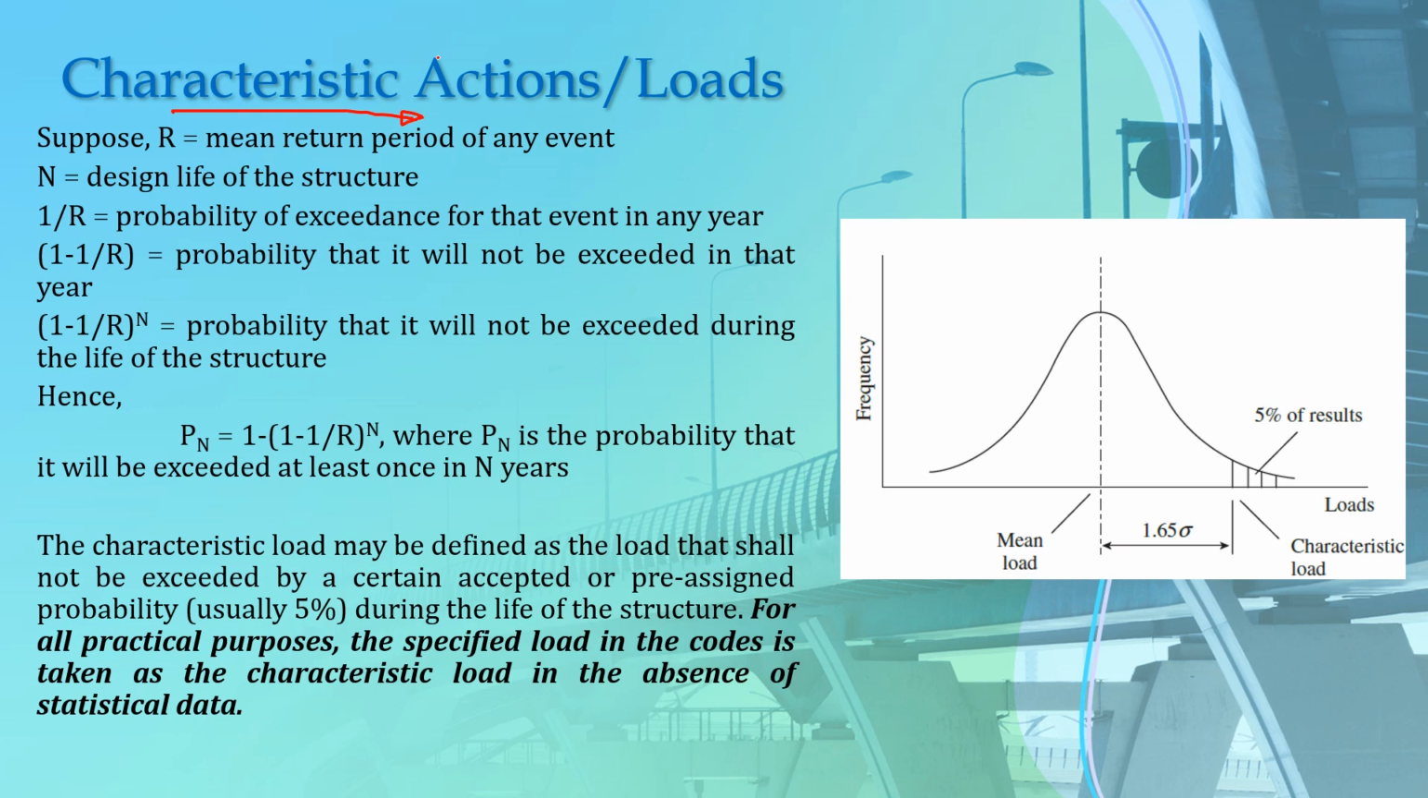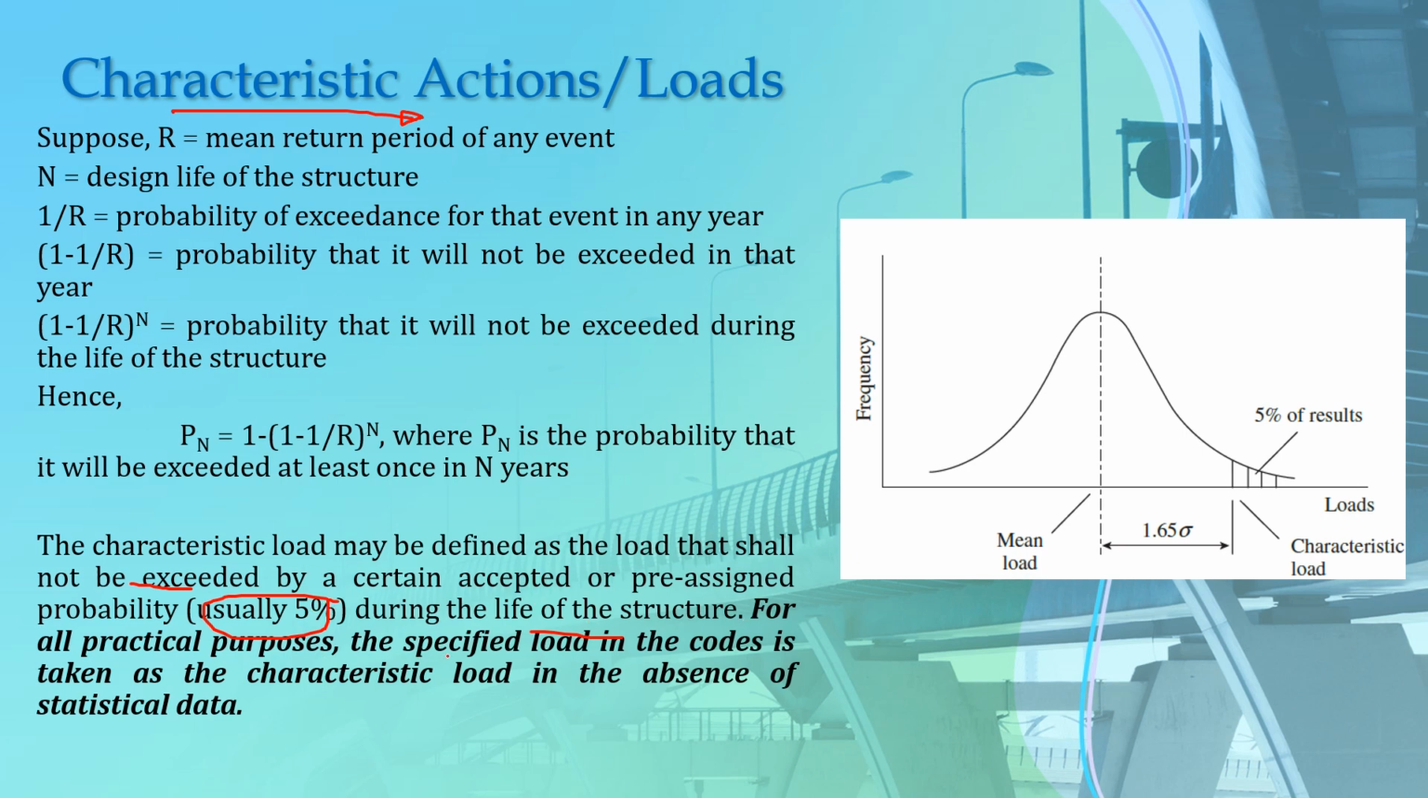So in case we hadn't been given those design loads in our codes, then how would we determine these characteristic loads or the characteristic action that will be coming onto our structure? We will see that here. So this characteristic load is defined as the load that shall not be exceeded by a certain accepted or pre-assigned probability during life of the structure. And this percentage is usually taken to be 5%.